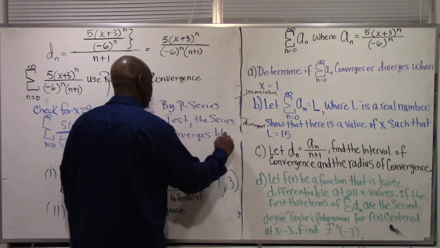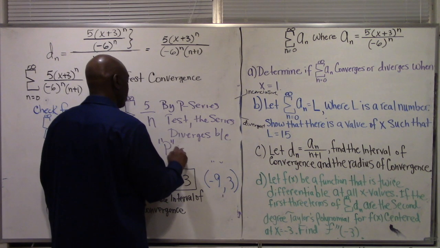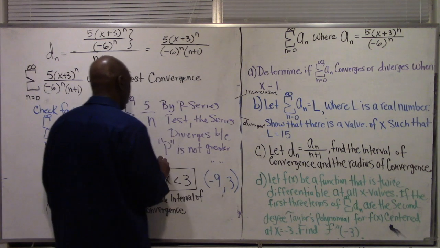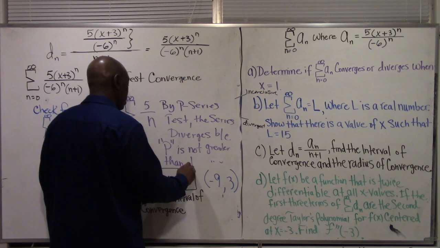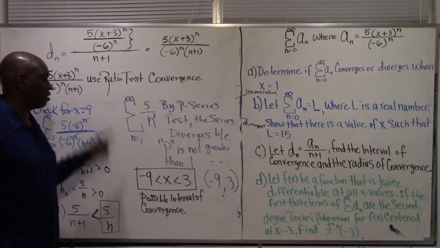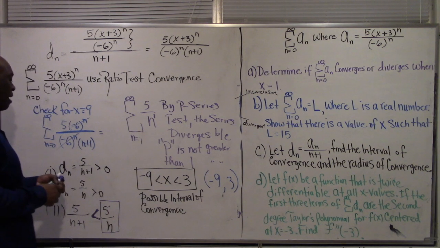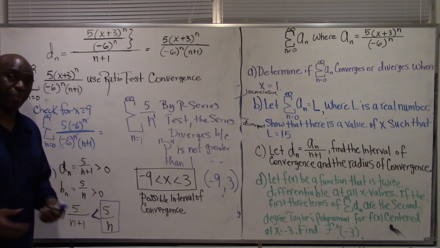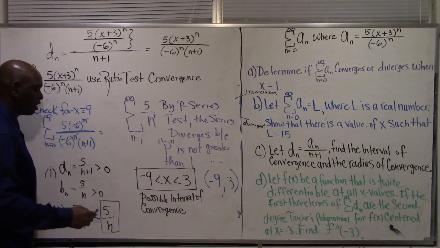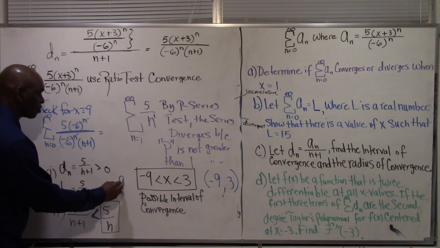Because P is not greater than 1. This P equals 1. It has to be greater than 1. So I know this diverges. Here's the problem. By the direct comparison test, the larger series, which is here, has to converge.